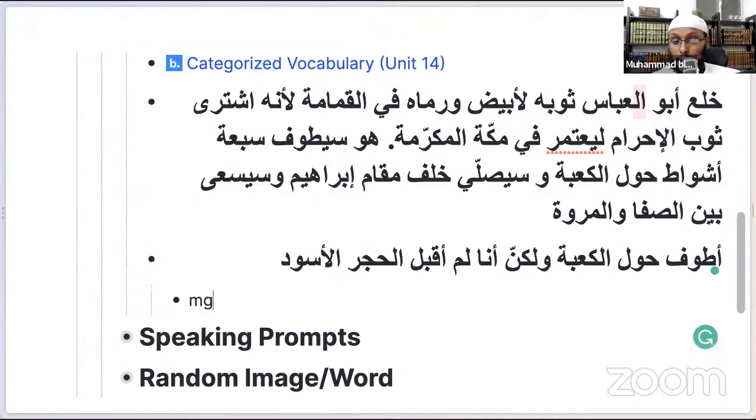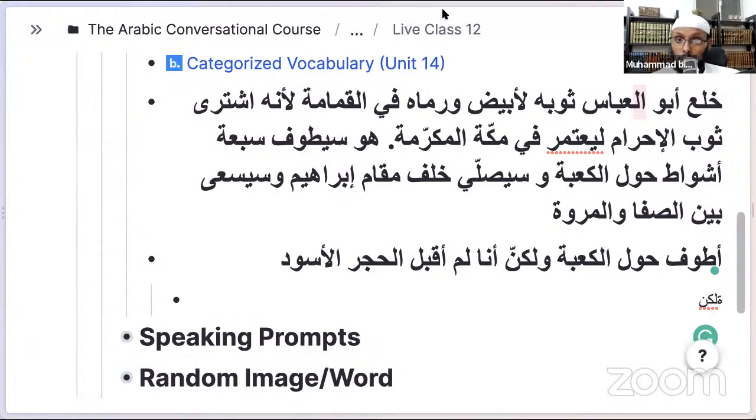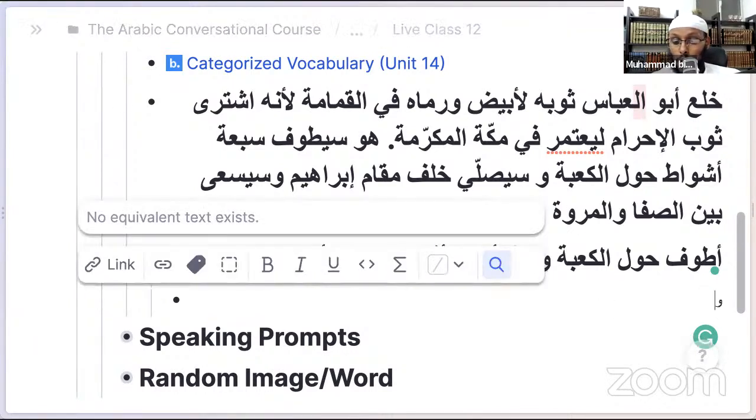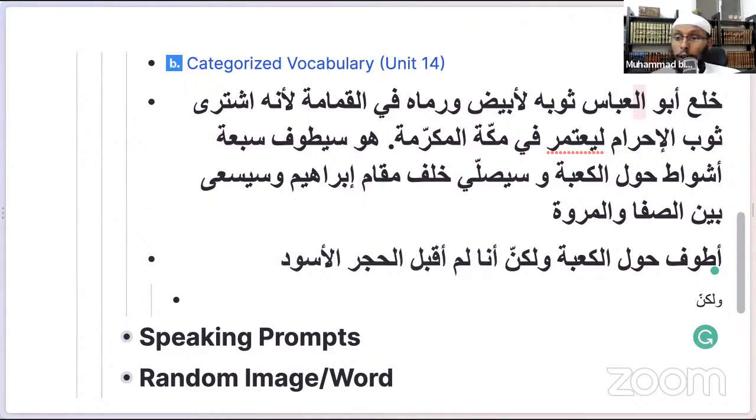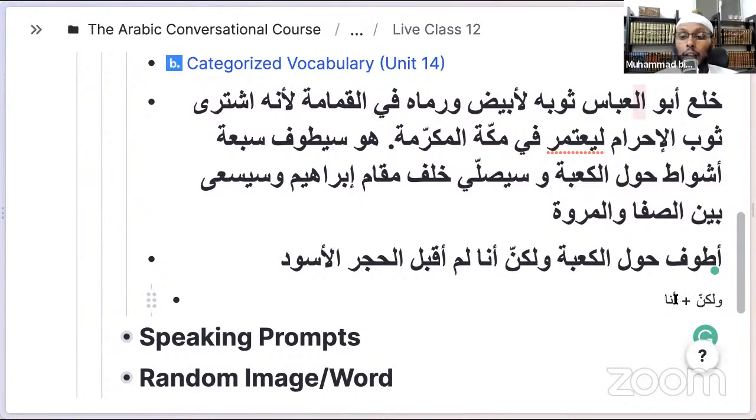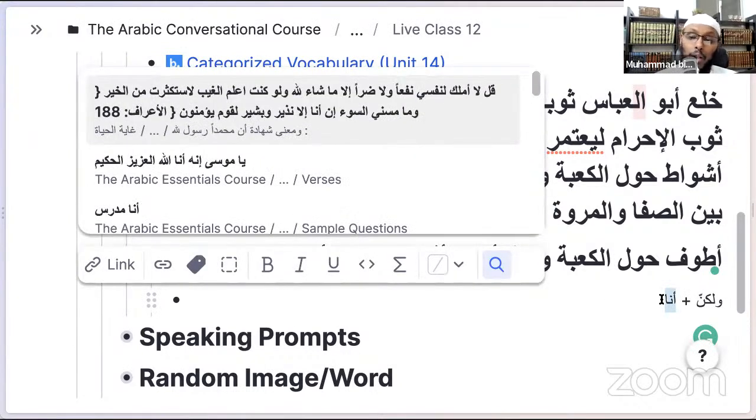Because when we add ولكن, let me change the keyboard. Okay, so we have ولكن, okay? If you add أنا to that, then you have to join them together. So أنا needs to become a suffix of ولكن. That's basically what happens most of the time whenever you join a harf, a particle, with a pronoun, it normally joins together. So this ضمير over here, that is ضمير منفصل, which is an isolated pronoun, will become a ضمير متصل, an attached pronoun.